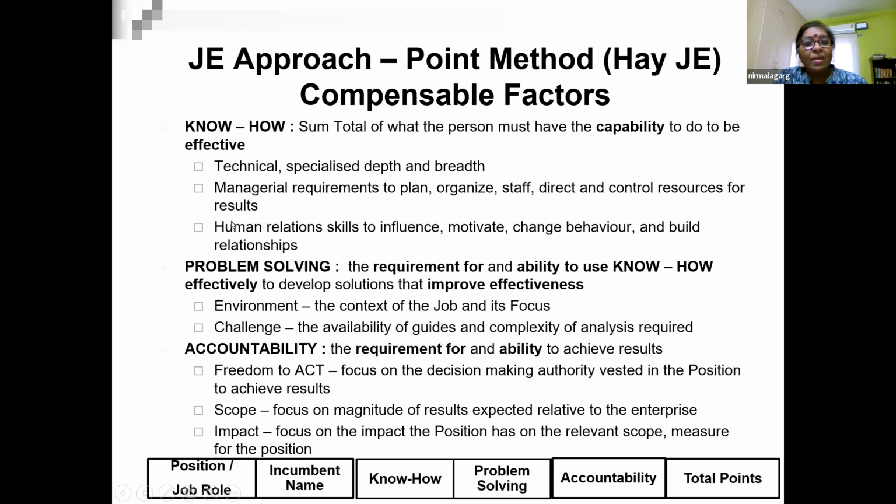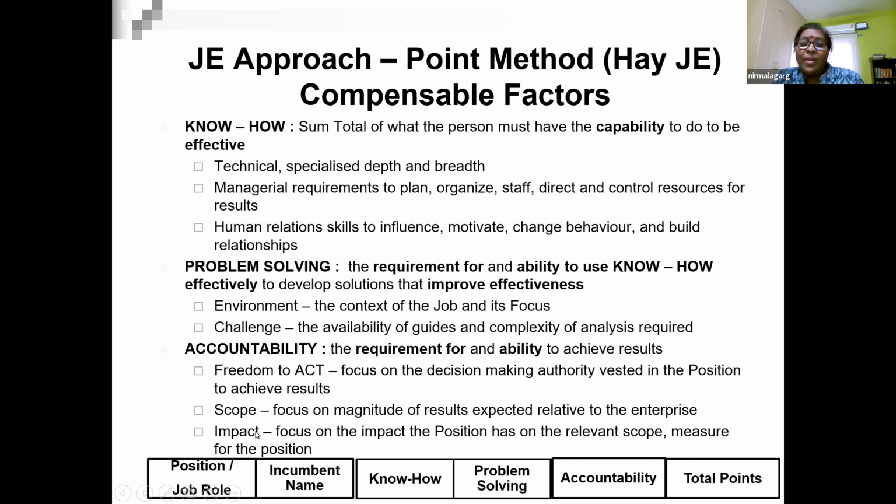Okay. And then under know-how, you have sub-compensable factors, which are 3. One is technical requirement, the other is managerial requirement, and then the other is, you can call it, people or human relations. So there are 3 sub-compensable factors under know-how. Then under problem solving, you have 2 sub-compensable factors. One is the environment, that is the context of the job, and the other is how much challenge there is. And under accountability, it has 3: freedom to act, scope, and impact.